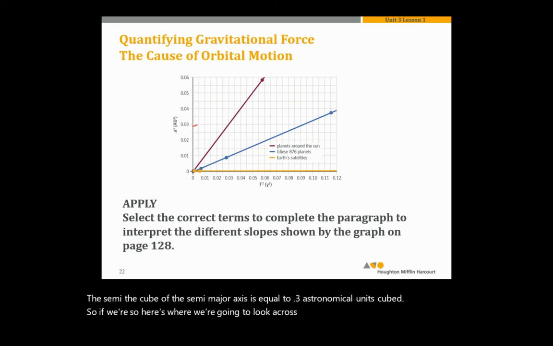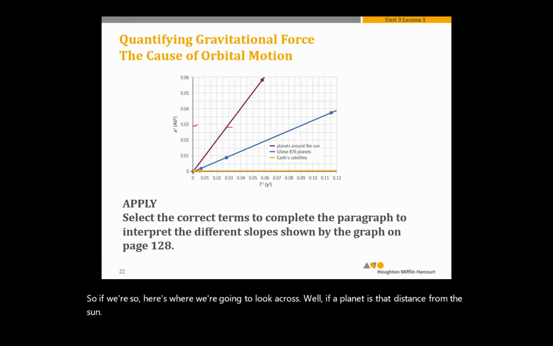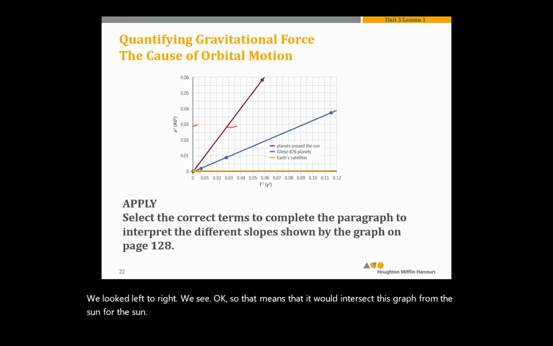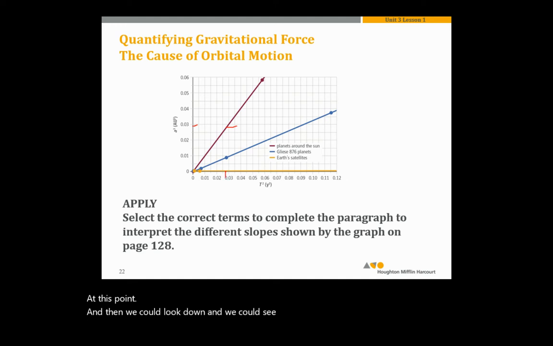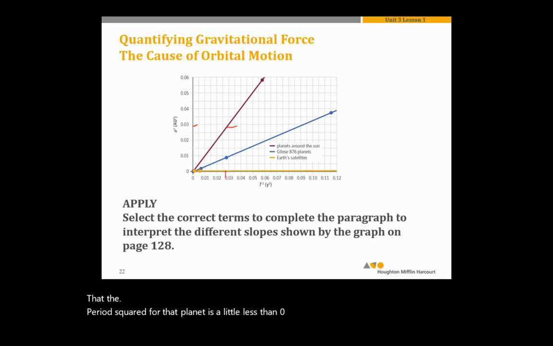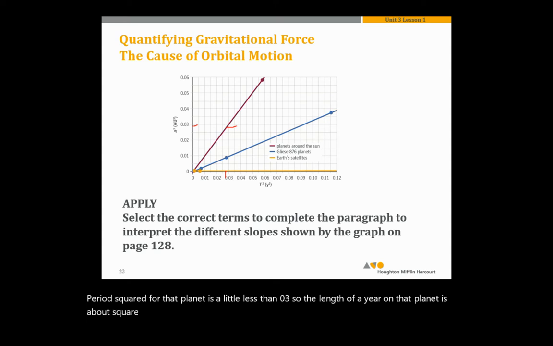Well, if a planet is that distance from the sun, we look left to right, and we see that it would intersect this graph for the sun at this point. Then we could look down and see that the period squared for that planet is a little less than 0.03. So the length of a year on that planet is about the square root of 0.03, or a little less than the square root of 0.03.